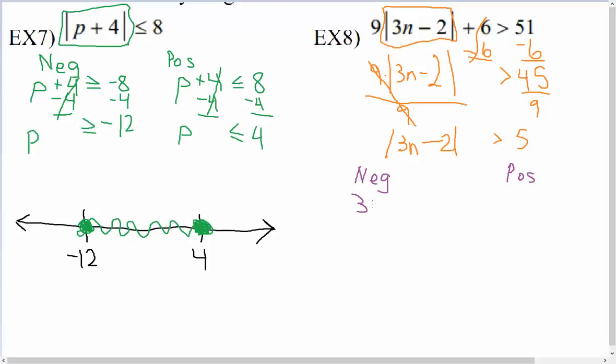So 3n minus 2. So that 5 is now a negative 5, and that greater than needs to switch to a less than. Whereas the positive, everything stays the same. So same deal, solve it. Let's knock out those constants. Adding 2 to cancel out the minus 2.